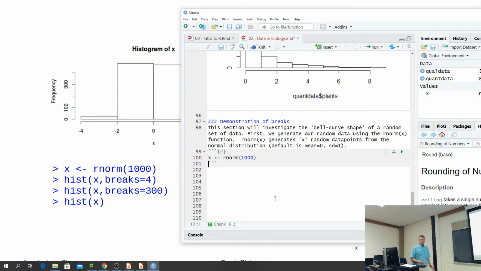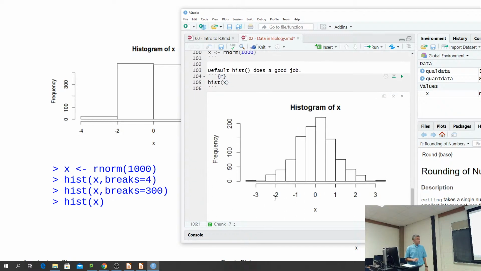All right. So we want to know, does this actually follow the bell curve? All right. The default actually does a pretty good job. So if we just do the default hist of x and run it, it does a pretty good job. All right. When we look at it, does that kind of look like a bell curve?